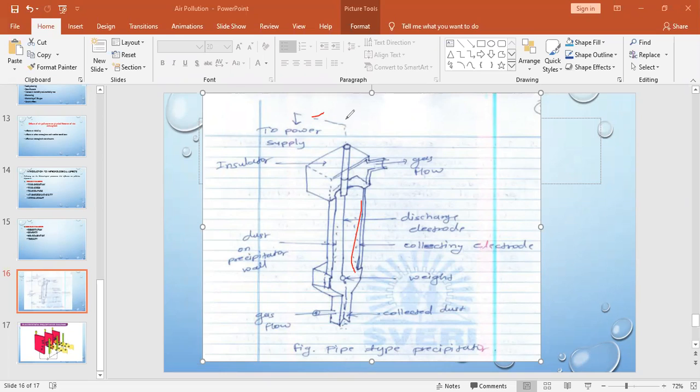So that arrangement you need to do for the automatic one. The mechanical one, in the sense you can arrange a scraper over here. It will scrap the wall and the material falls down at the bottom, and it can be collected in the hopper bottom. Another method is when you disconnect the power supply, the potential difference will be disconnected. Automatically, the particle will lose its hold on the discharge electrode, and it will start falling down and can be collected over here.